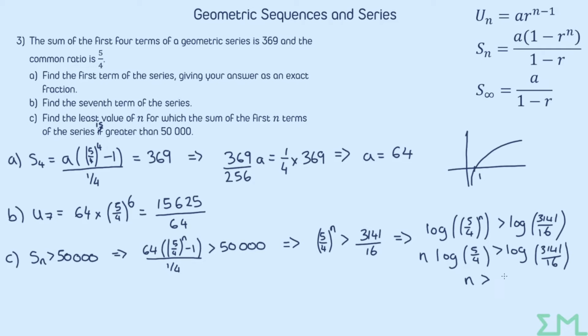Now if you divide, so log of all of that, divided by log of 5/4, which I'm not going to write down because it takes too long, we get 23.66, and there's some more numbers. So we want the least value of n, so if n has to be larger than 23.6, then the least value of n is 24. There we go.